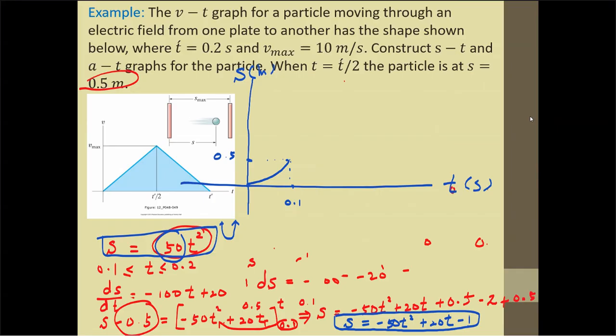Now then, the vertex t equals negative b over 2a. b is 20, so negative 20 over 2a, 2 times negative 50. So what is it then? 20 divided by 100, so 0.2, positive 0.2. Vertex is positive 0.2.